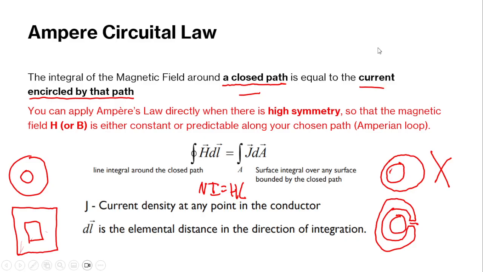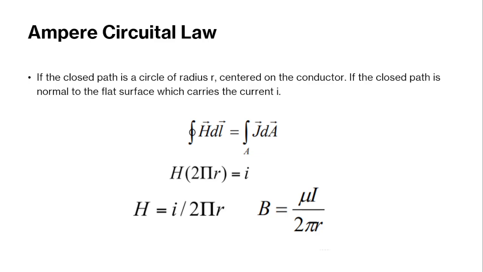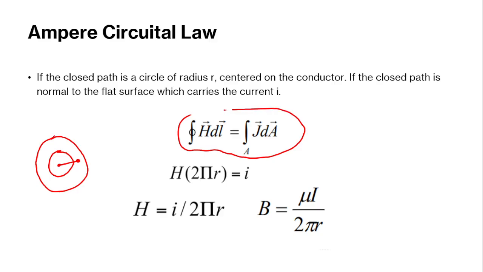Cool. I went through this already. If the closed path is a circle, which is what we did just now, of radius r, so you basically have a circle and you have a radius. We know this already. If you do the integral of it, you basically get H.